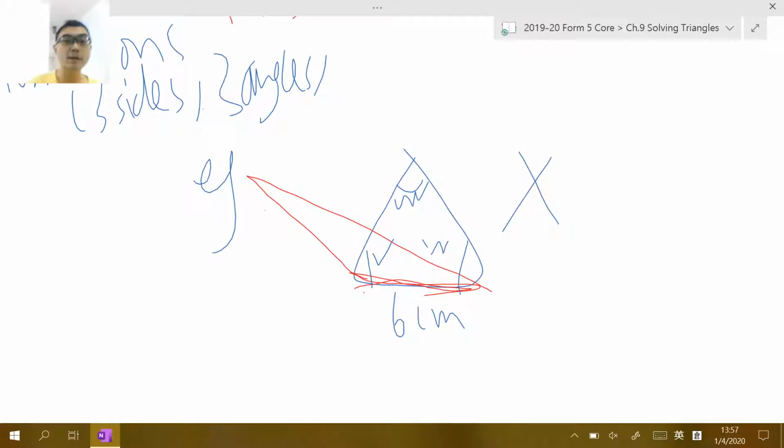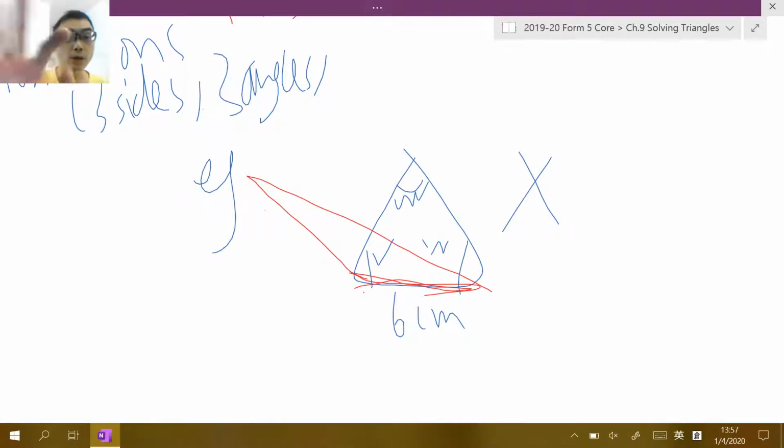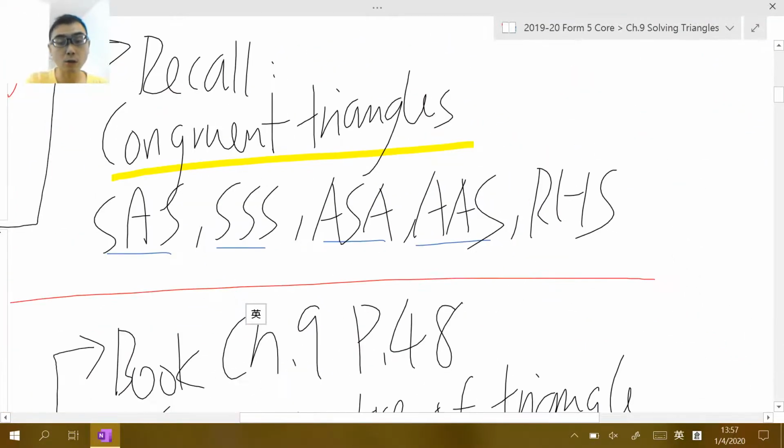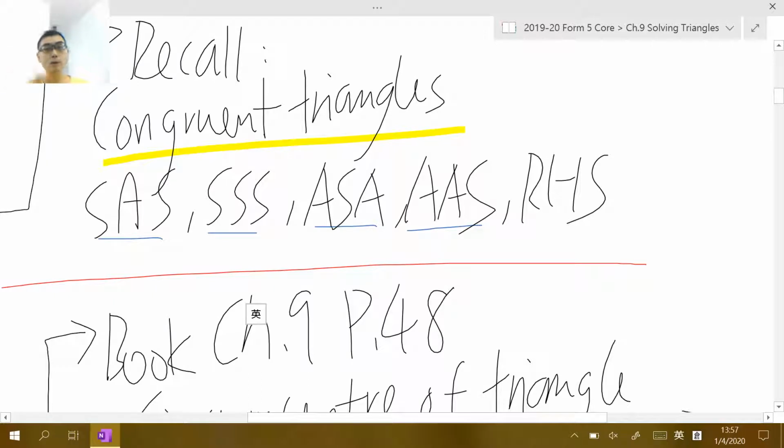So this is a problem of how many things we can fix in the triangle. The answer is very simple. We just recall what we learned in congruent triangles. If you still remember, congruent triangles means the two triangles are identically the same. All the lengths and angles are the same with correspondence.